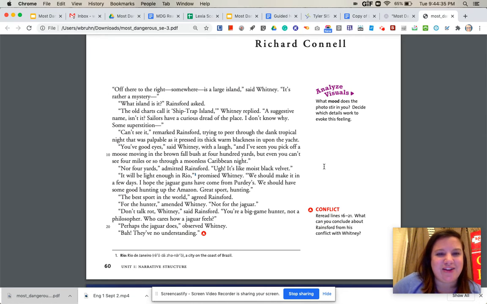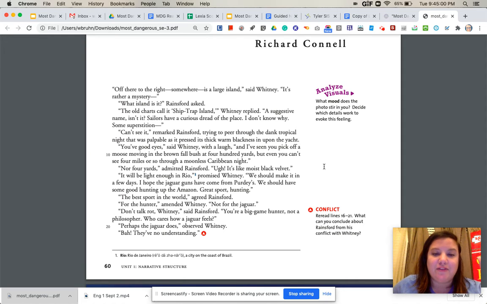I can't see it, remarked Rainsford, trying to peer through the dank tropical night that was palpable as it pressed its thick, warm blackness in upon the yacht. You've good eyes, said Whitney with a laugh, and I've seen you pick off a moose moving in the brown fall bush at 400 yards, but even you can't see 4 miles or so through a moonless Caribbean night. Nor 4 yards, admitted Rainsford. It's like moist black velvet.